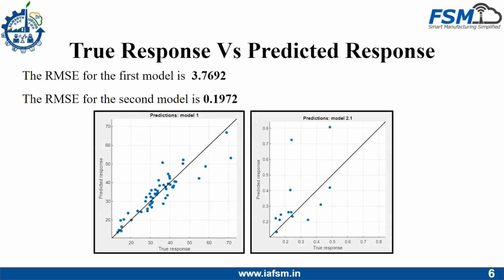So something like 3.7692. Suppose I am getting a vibration in the machine of 42, then it is predicting like 45 or something. So depending upon that, if the tool can work for like 5 minutes, it is predicting that it can work only for 3 minutes. Actually, this is the difference.